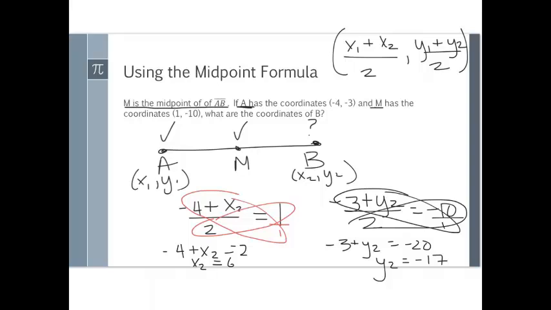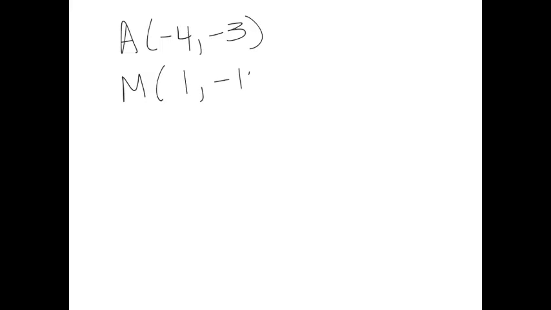Okay, so that's one way we can solve this problem, by using the midpoint formula. We do have another method that we can use with the midpoint. Let's just look at another view of this problem. Remember that we had the point A (-4, -3), and we had the point M at (1, -10). And we don't know what B is. Well, we figured out what B is, but this is a different view of the problem, and also a way to check our work.